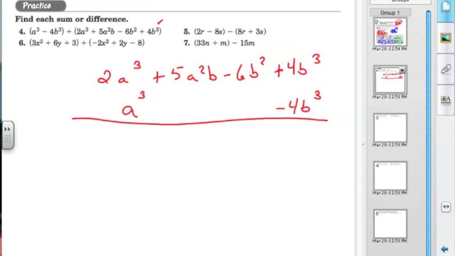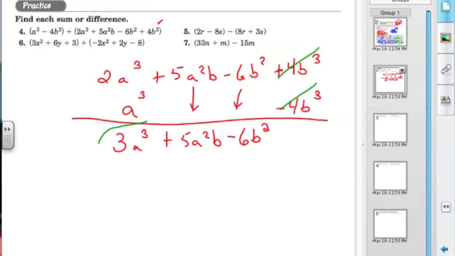All right. So now I just combine like terms. I have 2a cubed plus another a cubed. That gives me 3a cubed. I have nothing in the second term, so I just bring down plus 5a squared b. The third term, nothing to combine with it, so I subtract 6b squared on the end. We have additive inverses. Look, they cancel each other out. You gotta love when that happens. So our answer is simply 3a cubed plus 5a squared b minus 6b squared.